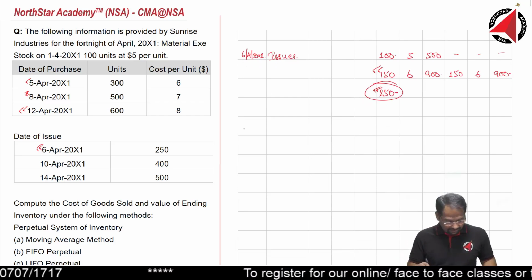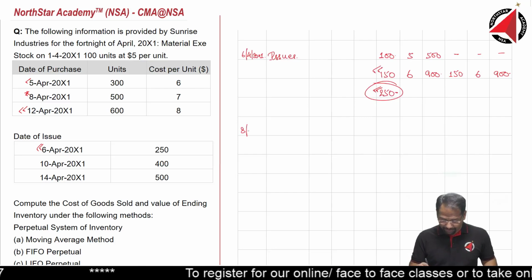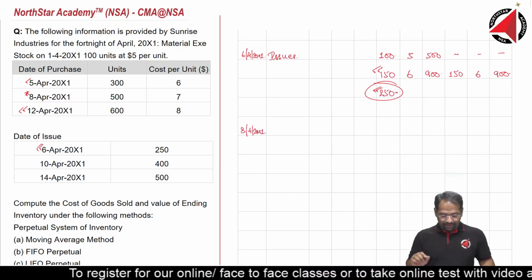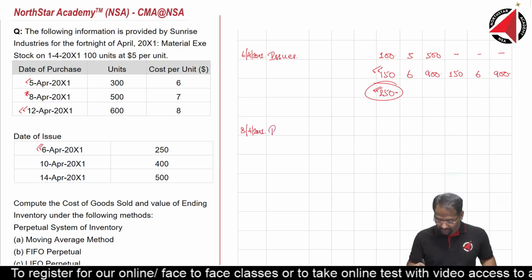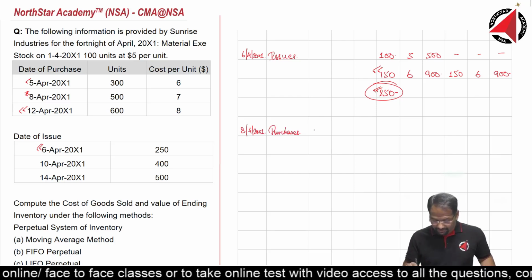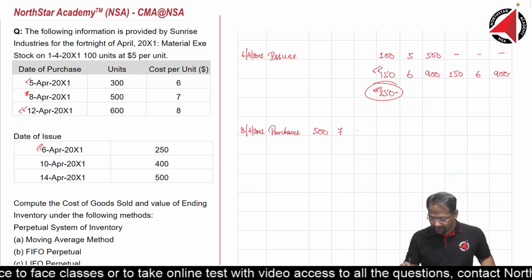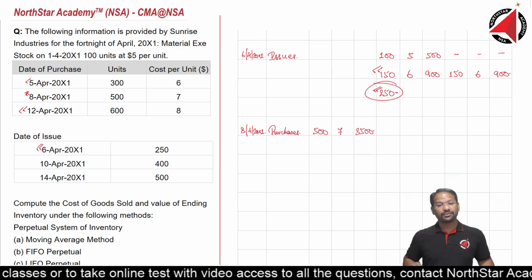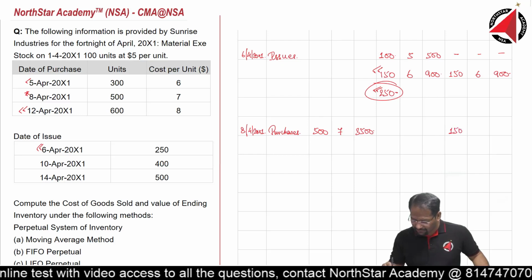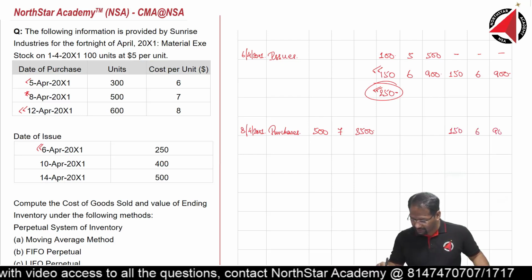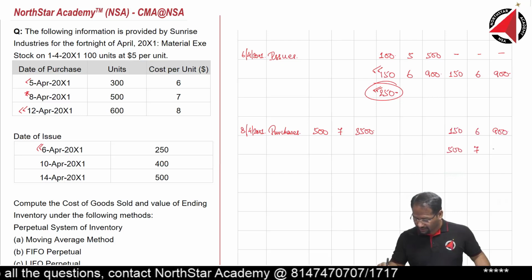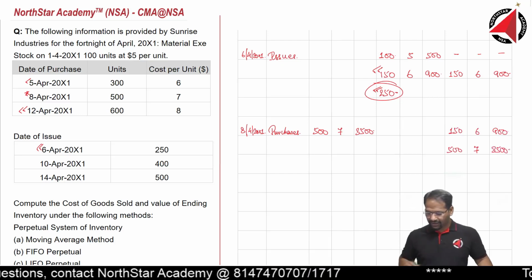Next date is after 6th. Next date is 8th of April. On 8th of April, we have again purchased. So let's write purchase. How many units? 500 units at the rate of 7, 3,500 we have spent. Now coming to the balance. We have 150 units at the rate of 6 and $900 total. And then we have purchased 500 at the rate of 7 and 3,500 we have.